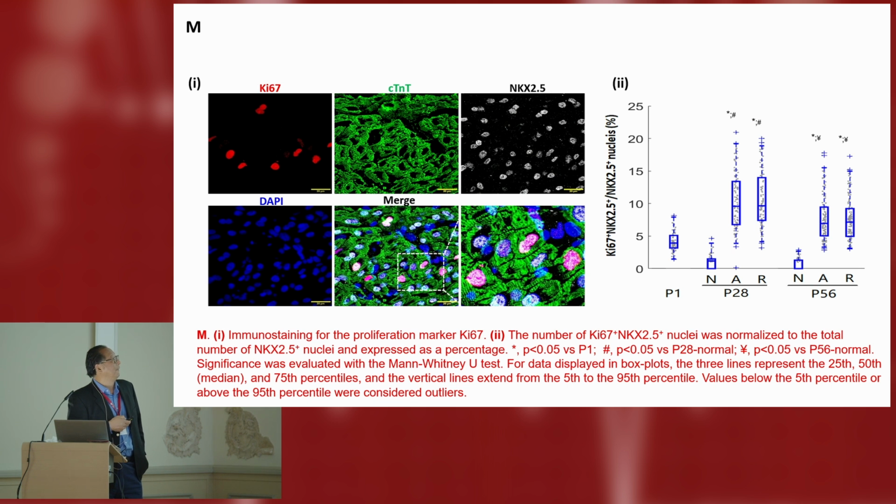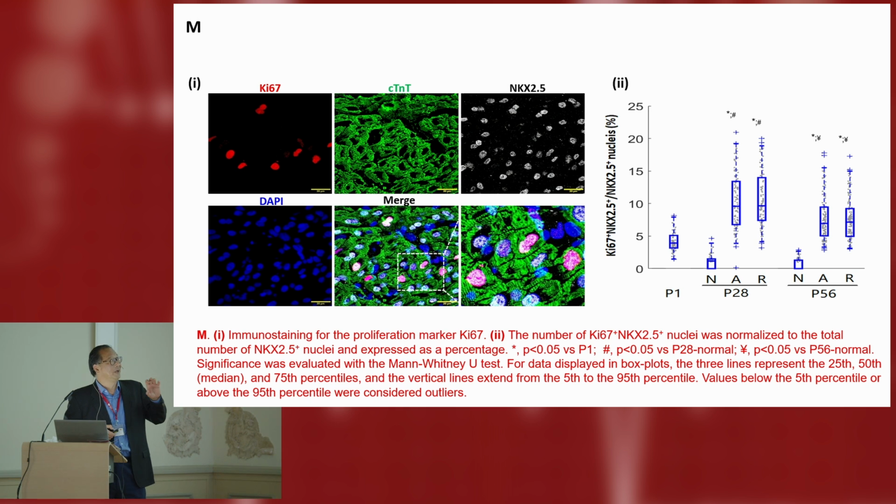So what is going on? That's the cell cycle information. So this is the indication of the cell cycle by Ki-67. The P1 normal heart is at this level and decreases to close to 0 at P28, P56. And in the ones with P1 injury, the Ki-67 positive versus total nuclei is even higher than in the normal heart.